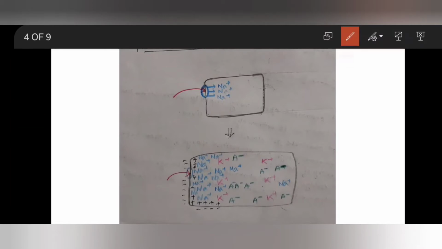Suppose the axon is stimulated. There is some stimulus provided to the neuron. The stimulus results in the opening of the Na plus channels. The voltage gated Na plus channels are opened.